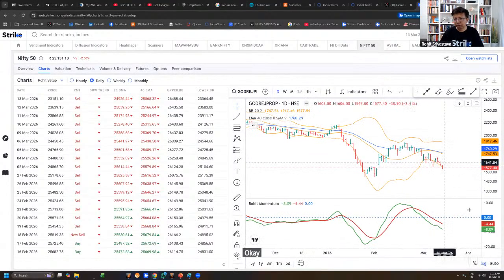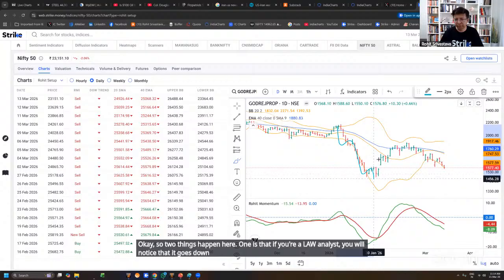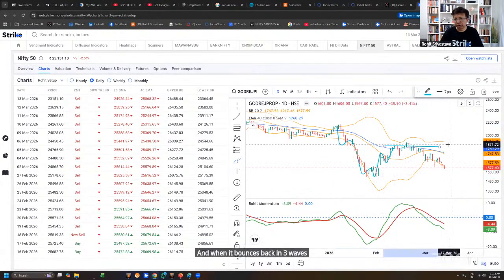Okay. So two things happen here. One is that if you're an Elliott wave analyst, you will notice that it goes down in 5 waves and then it bounces back in 3 waves. And when it bounces back in 3 waves is what we wait for.